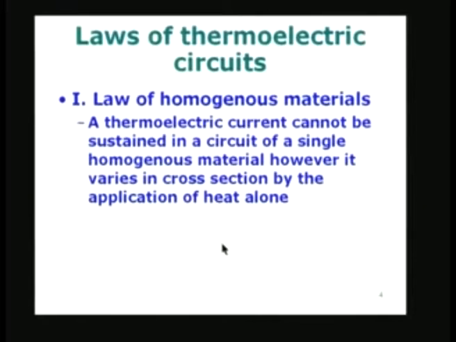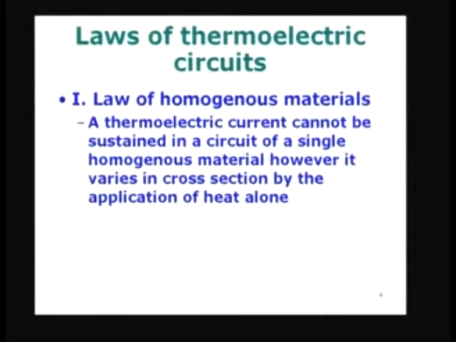Now, apart from this, we have 3 thermoelectric circuit laws which are going to be useful in the practice of thermoelectric thermometry. One is, of course, the law of homogeneous materials, which simply says that a thermoelectric current cannot be sustained in a circuit of a single homogeneous material, however it varies in cross section, by the application of heat alone. It is very important. If it is a uniform material made of the same homogeneous material, whatever may be the shape, size of the cross section and so on, if you simply apply a temperature variation like that, nothing is going to happen.